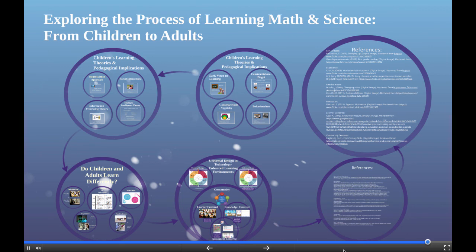In this presentation, we have explored various theories and perspectives on the learning process of children as well as their pedagogical implications. We also discussed the differences between adult and children learning. Finally, we went over the implications of these theories in the implementation of technology-enhanced learning environments. Our exploration has equipped us with the theoretical background needed to help children reach their potential.